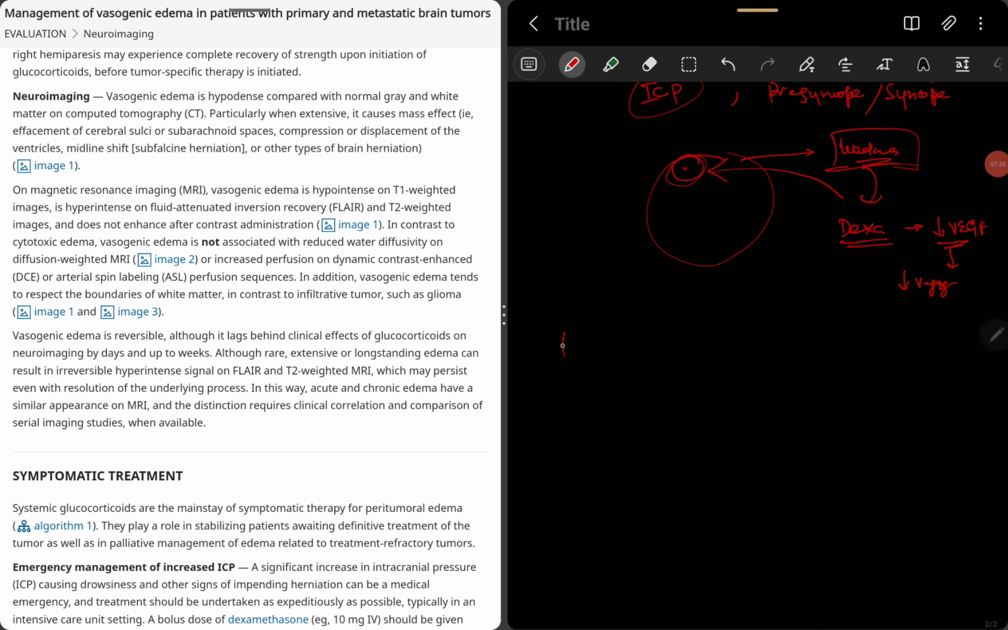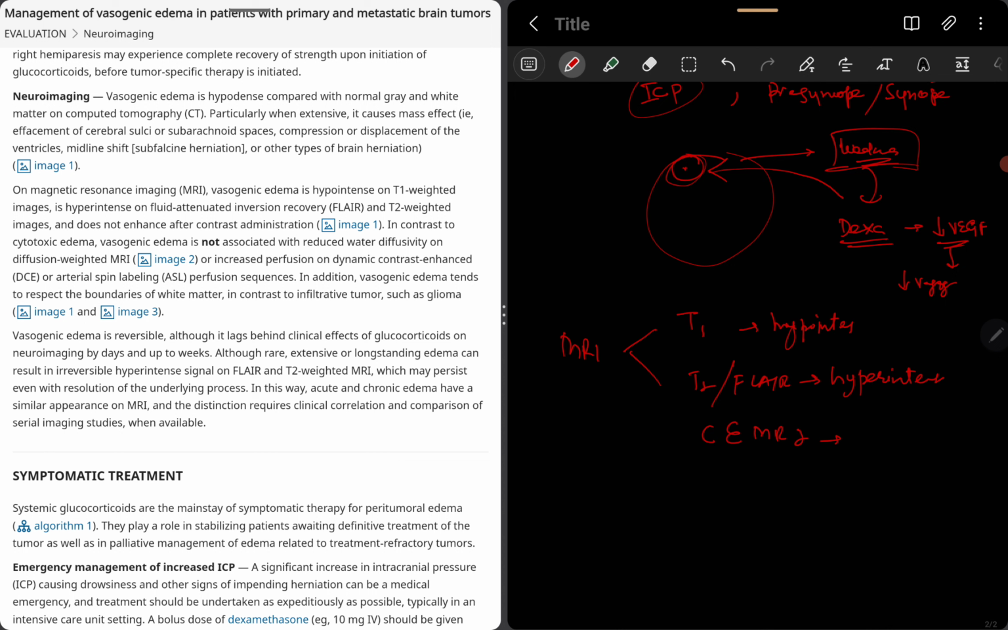Now, on MRI, two things: in T1 and in T2 FLAIR, we see hypointense, and here we see hyperintense. And note that it does not enhance after contrast administration. So if you do see MRI, you won't see enhancement.